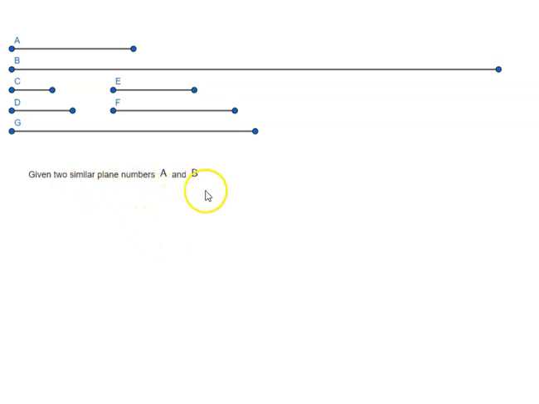Given two similar plane numbers A and B, C and D are the sides of A. That means A is equal to C times D. So think of A as a rectangle, and C and D are the sides of that rectangle. Or we could also think of A as the area of the rectangle. Similarly, E and F are the sides of B. So B is equal to E times F.